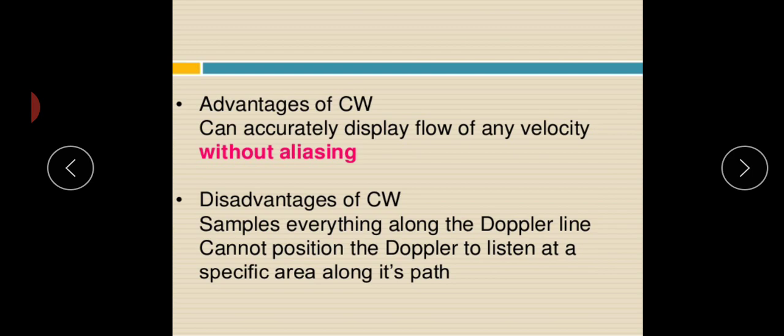What are the advantages of continuous wave Doppler? It can accurately display flow of any velocity without aliasing. Disadvantages of continuous wave Doppler: it samples everything along the Doppler line, and you cannot position the Doppler to listen at a specific area along its path.